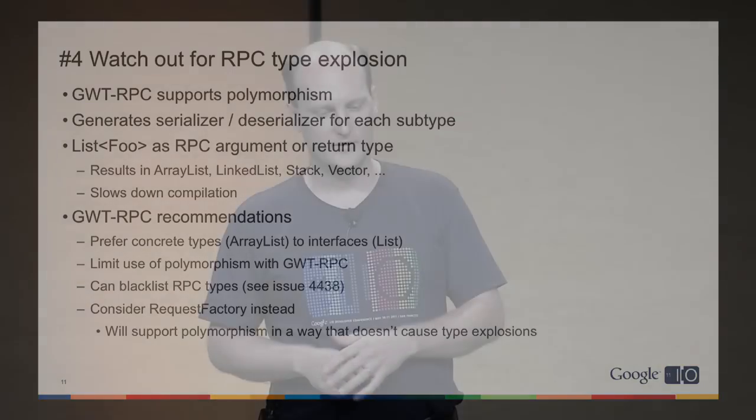So our recommendation here is to prefer concrete types to interfaces when you're using RPC. So ordinarily in Java, you would use a list rather than an array list specifically, but it turns out it's better for RPC if you're sending that over the wire, you should actually just use the array list unless you really do need to make it at some point other types of lists. You can also blacklist RPC types so that no code will be generated for those if you know you're not going to use them. And the details on that, you can look on the GWT issue tracker in 4438. We need better documentation, but I needed something quick for this slide, so there you have it.